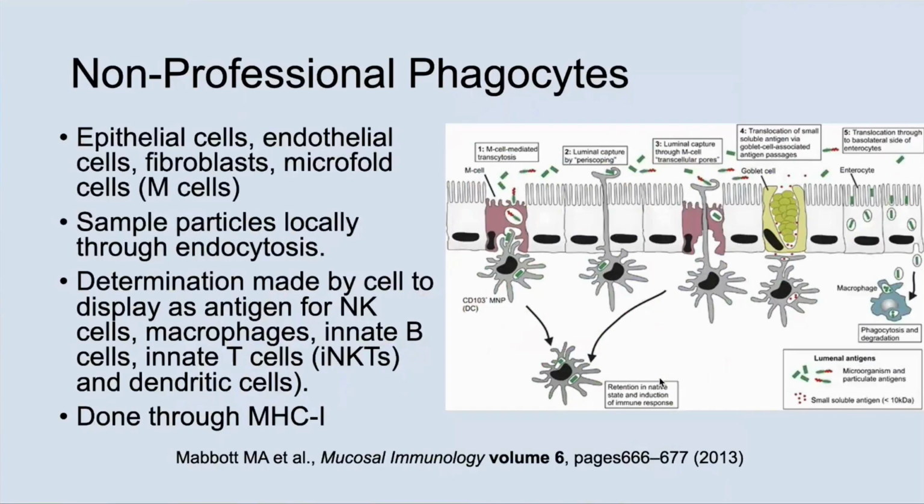These are the non-professional phagocytes. What are we talking about here? Epithelial cells, endothelial cells, fibroblasts, and yes, microfold cells, the M cells classically in the gut. They sample particles locally through endocytosis, kind of like a kid in a candy store. Ooh, I'll take a sample. They see what's going on and then tell everybody else what's really happening. This determination is made by the cell to display antigen to NK cells, macrophages, innate B cells, innate T cells, and dendritic cells. And again, this is all done through MHC1.